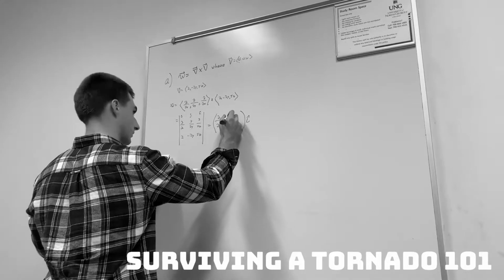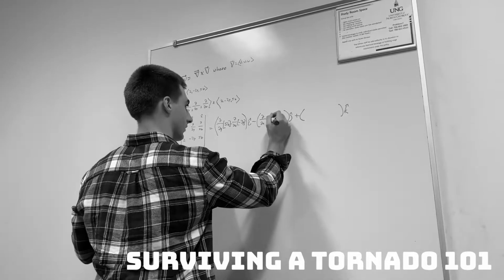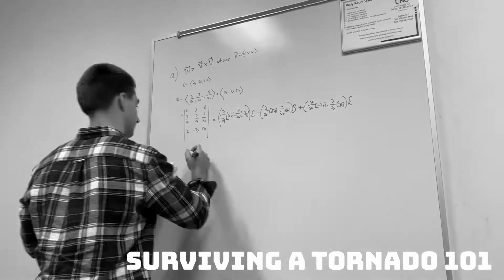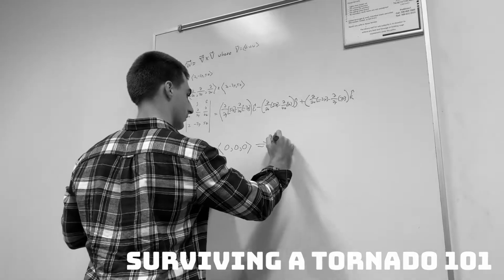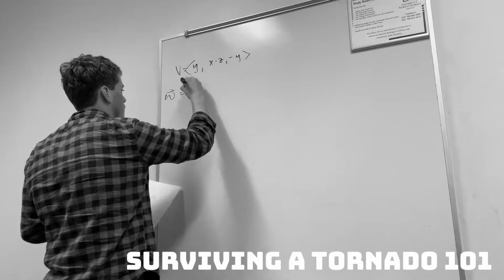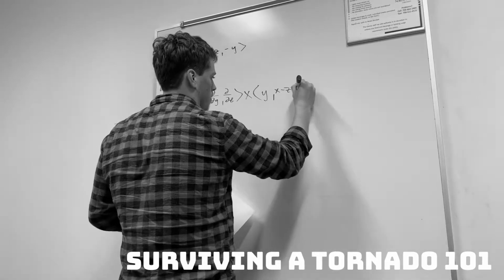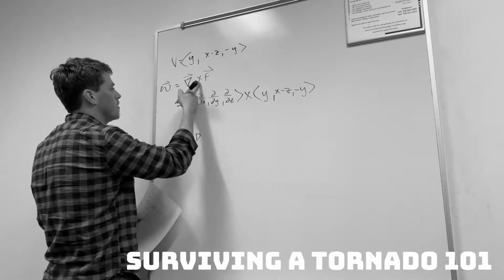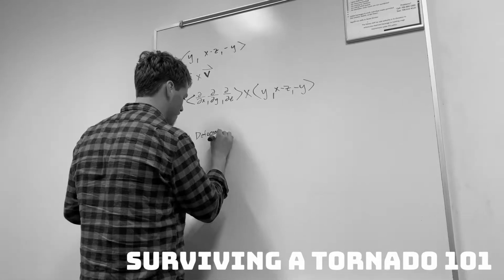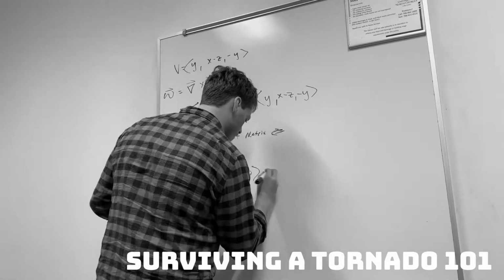So to find this, we cross the gradient with the velocity field, and we get a determinant which we calculate, and we get that the flow is irrotational because omega equals 0. For the second v function, we do the same procedure. We find the determinant, and we calculate that omega is also equal to 0, so that function is also irrotational.